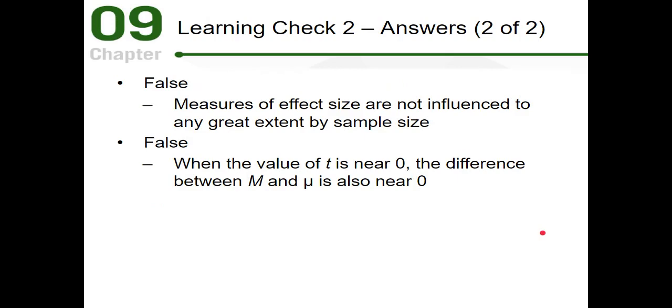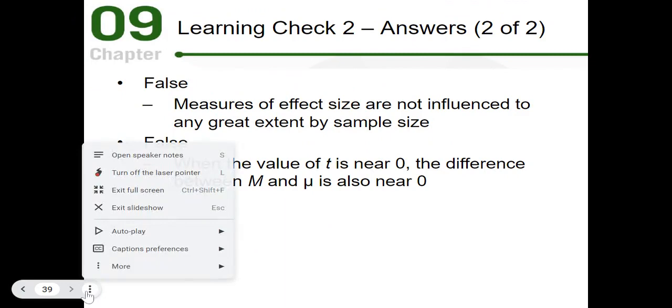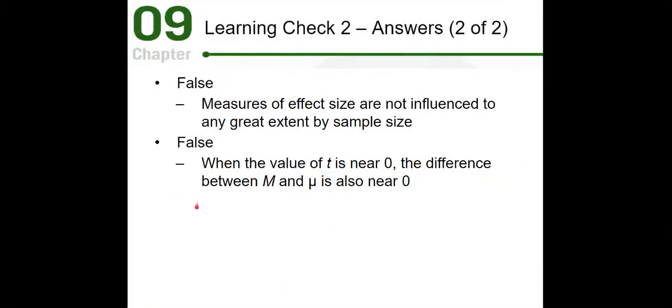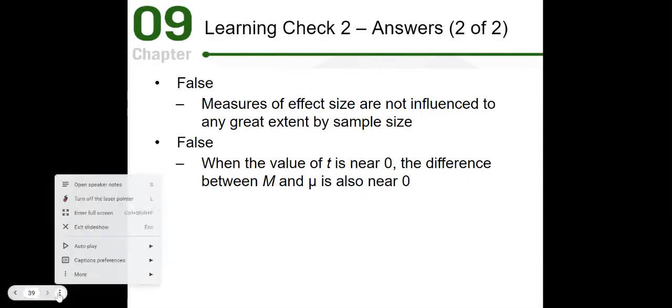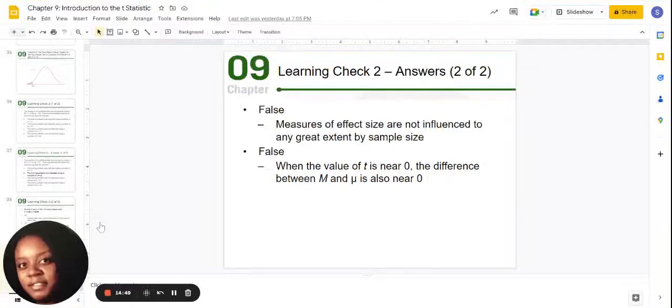Measures of the effect size are not influenced to any great extent by the sample size. And when the value of t is near 0, the difference between those two scores is also going to be near 0. So I hope this gives you guys a better understanding of Chapter 9 when we want to include that t statistic.